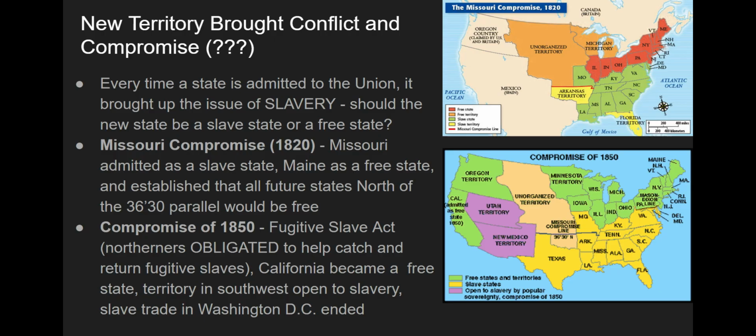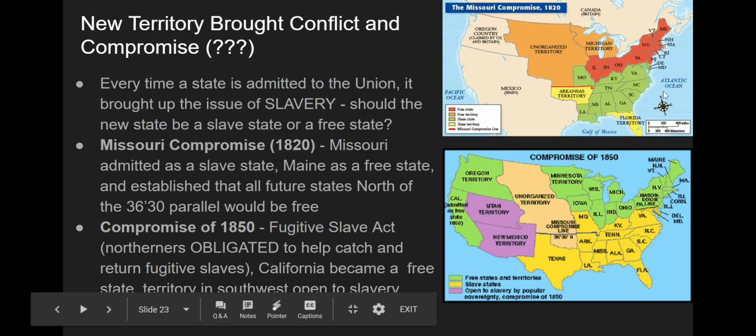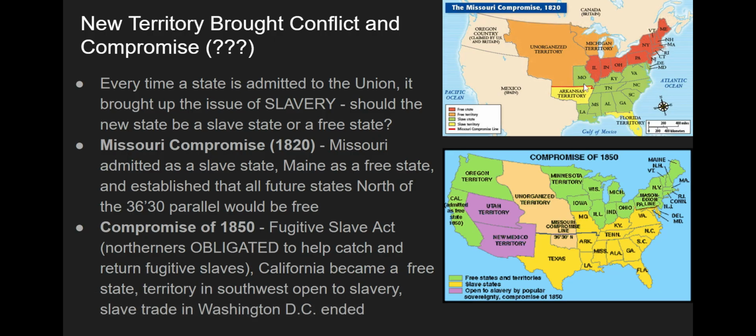And the first compromise that they create is called the Missouri Compromise, 1820. So if you look up here, here's a map of that. Here's where Missouri is. They decide that they're going to add Missouri as a slave state. They add Maine as a free state. And then they draw this line called the Missouri Compromise line. And they decide that from now on, any new states created north of the line will be free and south of the line will be slave territory. This is supposed to be the first compromise of many to satisfy both sides.